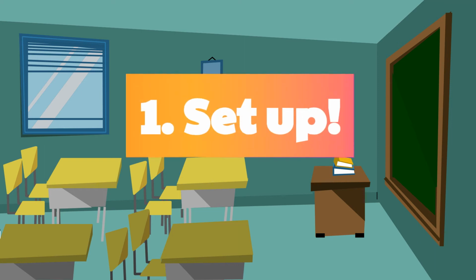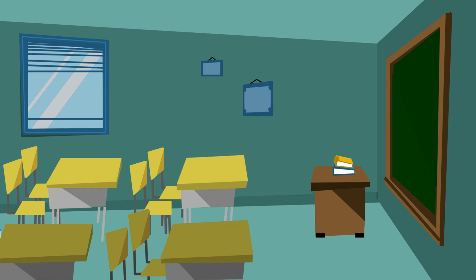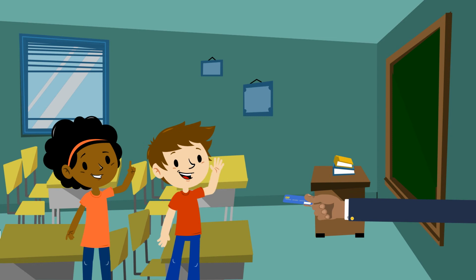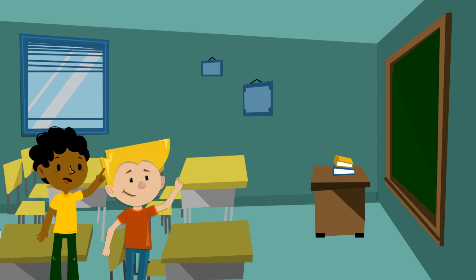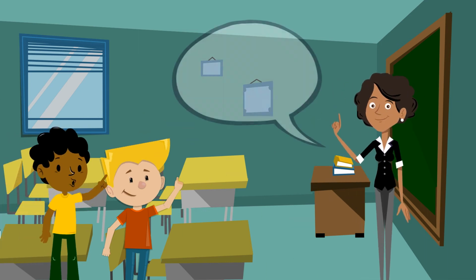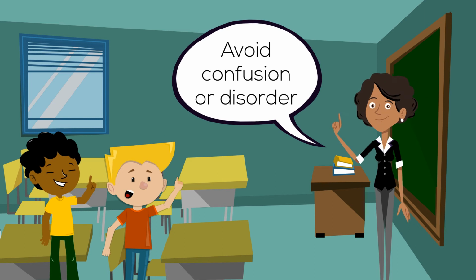First, set up. Familiarize students with the routine for entering the classroom and be sure to place the entry ticket in the same position each day. As students will know in advance that they will need to answer the entry ticket question, you will avoid confusion or disorder.